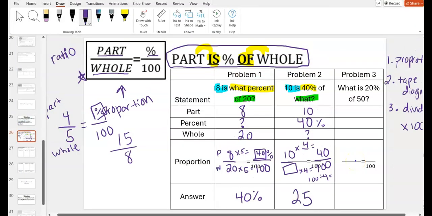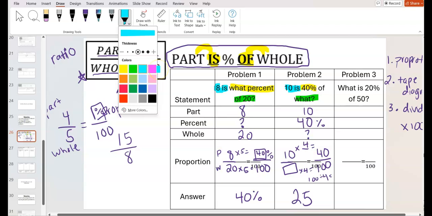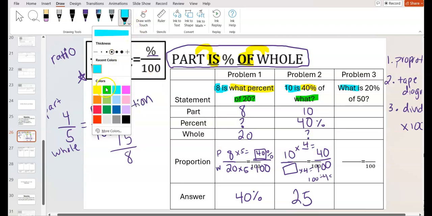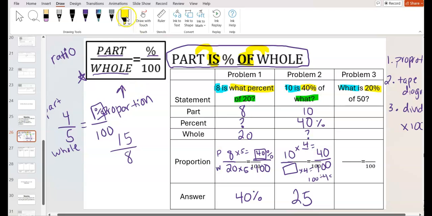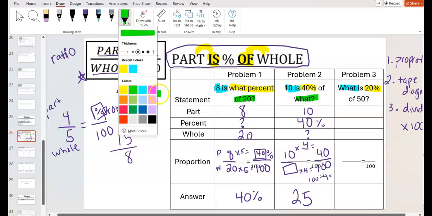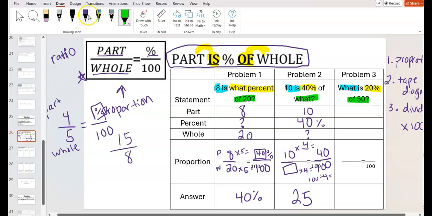Okay, now in our next problem, same thing. This one says what is, so that's going to be our part. Okay. What is 20% of 50? So again, I know my percent because it has a percent sign or it says the word percent. And then 50 is going to be my whole because it's of 50. Okay, so my part we're missing. My percent is 20 and 50 is my whole. So I'm going to plug it into my proportion.